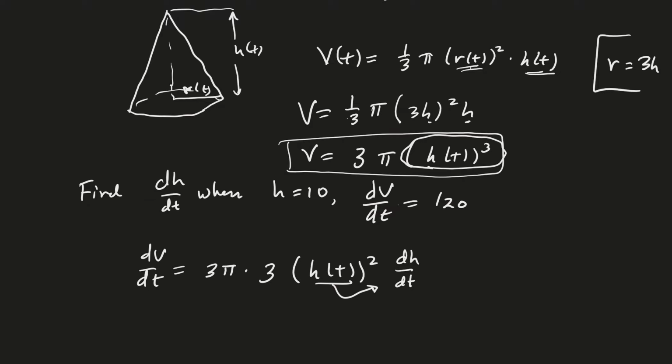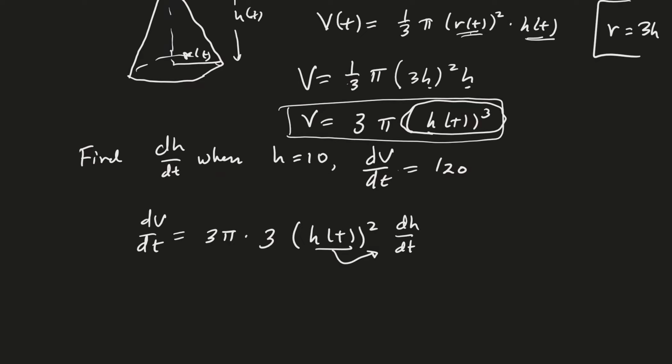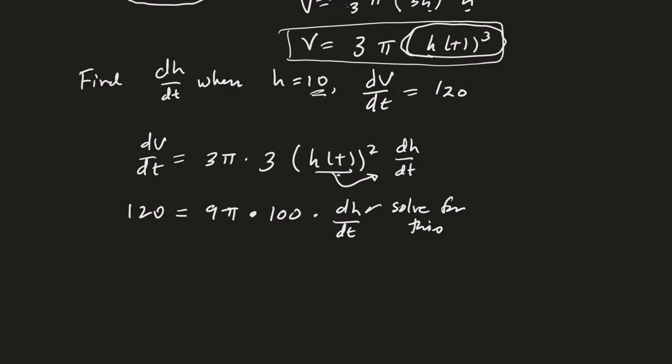Good. And now we plug everything in. Do we have all of the information that we need? dV over dt is 120. Then here we have a 9 pi. h of t is 10, so 10 squared is 100, times dh over dt, which is our unknown. This is what we want to solve for. Basically everything's done. So dh over dt is equal to 120 over 900 pi, and on a calculator, you could compute that to be approximately 0.042.